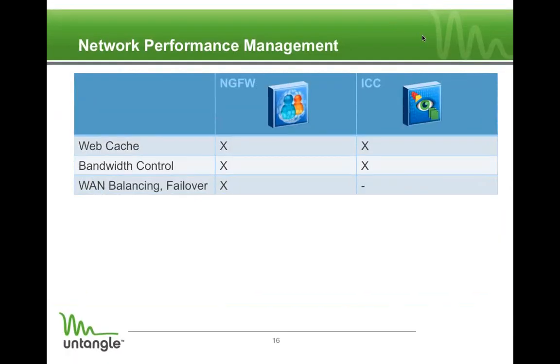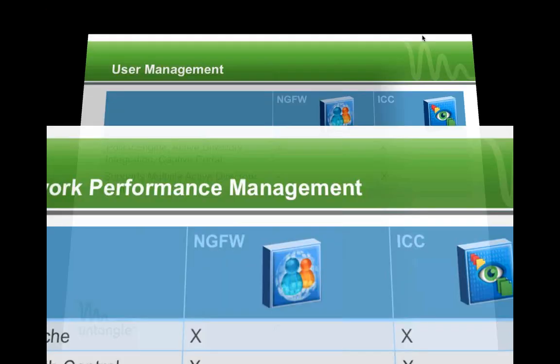On the network performance management side, again, both products are very strong. Both offer web caching and bandwidth control. On the NG Firewall side, additionally, we offer WAN balancing and failover. IC Control, I would say, has a little more granular controls on web cache and bandwidth control, as well as those being manifested in their reporting, which I'll touch on in a future slide.